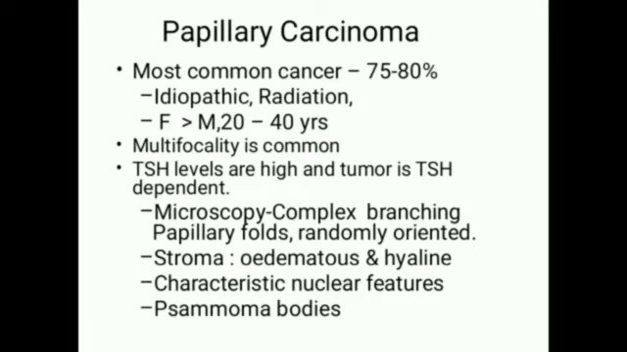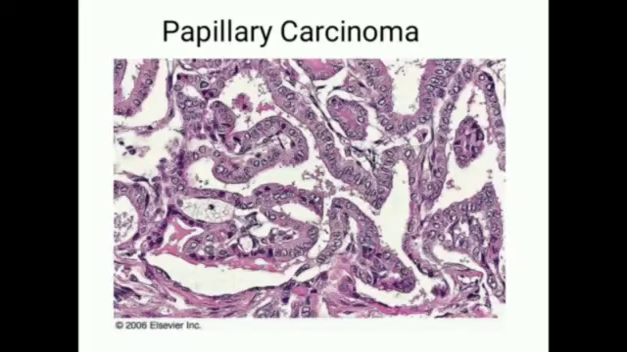Multifocality is common. That means if one thyroid lobe has one lesion, it is possible that the other lobe too has the same, or that only one lobe has a different focal tumor. TSH levels are high and the tumor is TSH dependent. Microscopically you can see complex branching papillary folds which are randomly oriented. Stroma is edematous and hyaline. The characteristic feature is the nuclear feature, with Psammoma bodies, and the nuclei are called Orphan Annie nuclei.